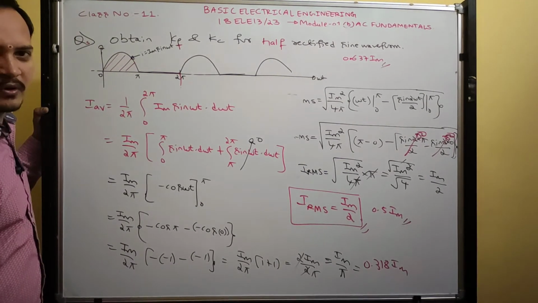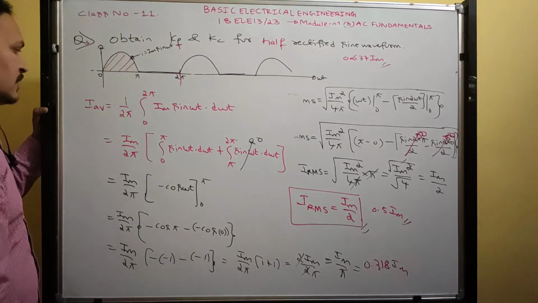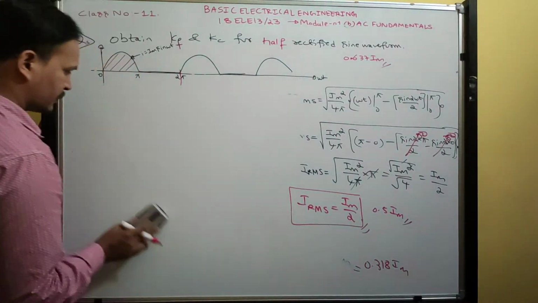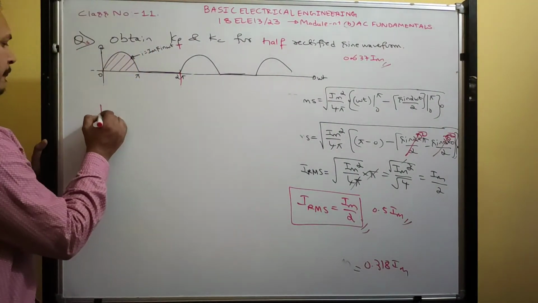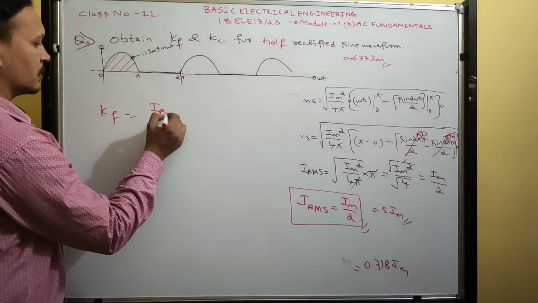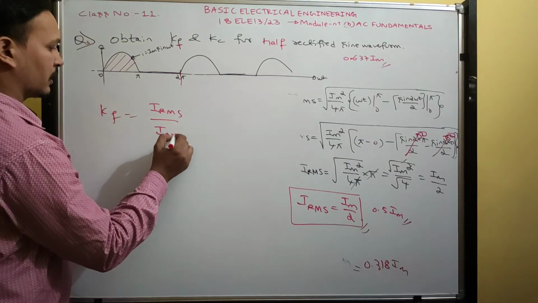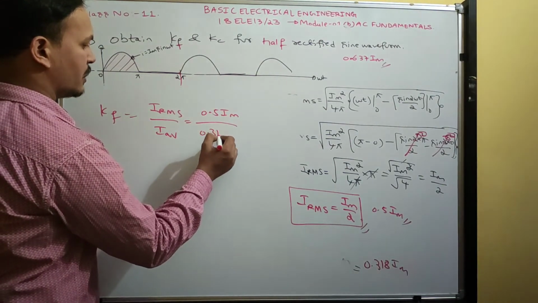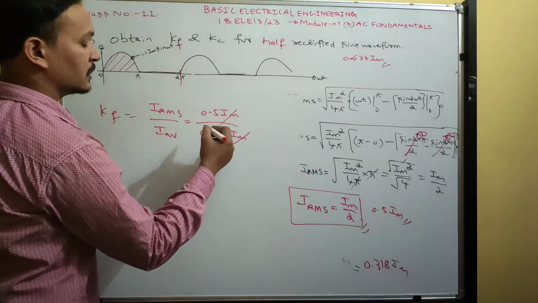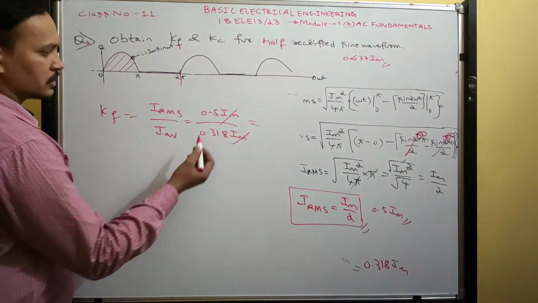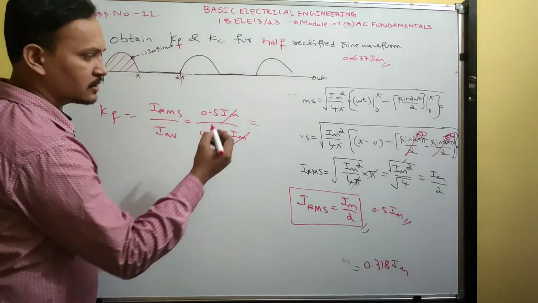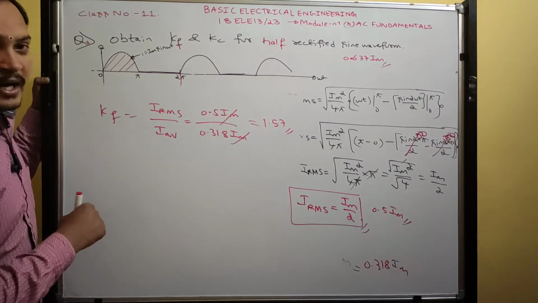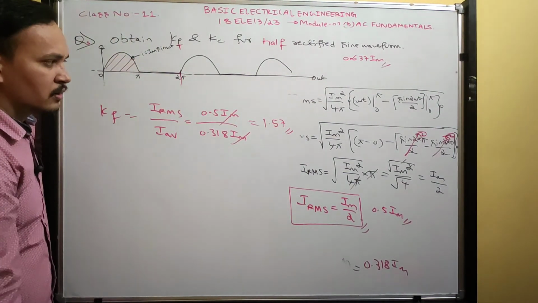So next we need to go for definitions: form factor and crest factor. Okay guys, how can you define form factor? RMS by average. Very good. What is the RMS value? 0.5 times of Im. What is the average value? 0.318 times of Im. Im cancels. Take the calculator and do this division. 0.5 by 0.318, how much?